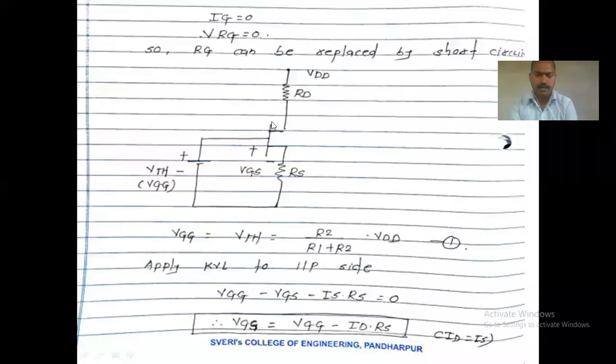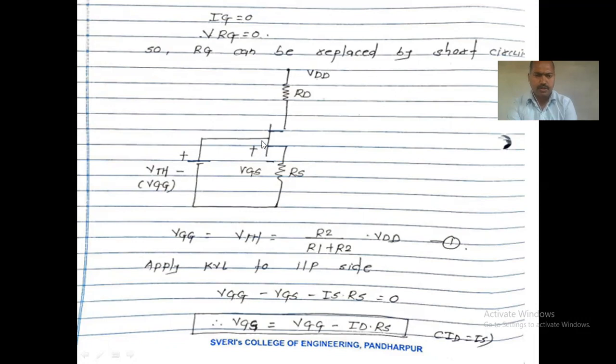We have applied KVL with respect to the input circuit. This is the input circuit and this is the output circuit, so the total is called the input circuit. Applying KVL at the input side, this voltage is VGG. Traveling from here to here, this voltage is considered as plus, and traveling from plus to minus, this should be considered as minus.